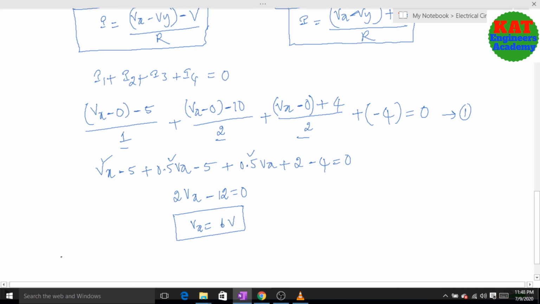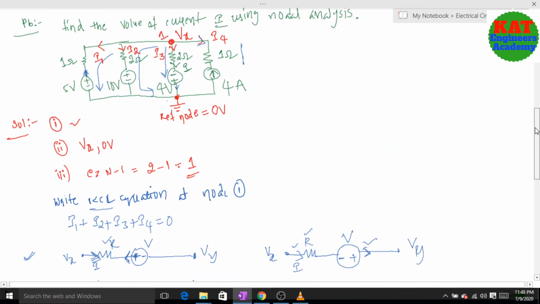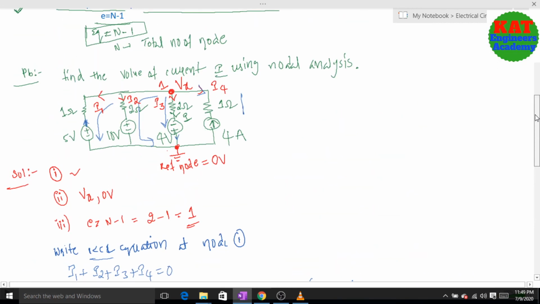Just listen, up to this node analysis is over, but next we have to find out the response. For any node analysis, first you have to determine the nodal voltage, then after that go for the response. So here the response is, we have to find out the I using the node analysis. What is I? The current flowing through the 2 ohm resistor. They have already given the I direction. This I is nothing but in our direction is I3. So we have to determine the I3 current. Then finally it is equal to I. So I equals I3.